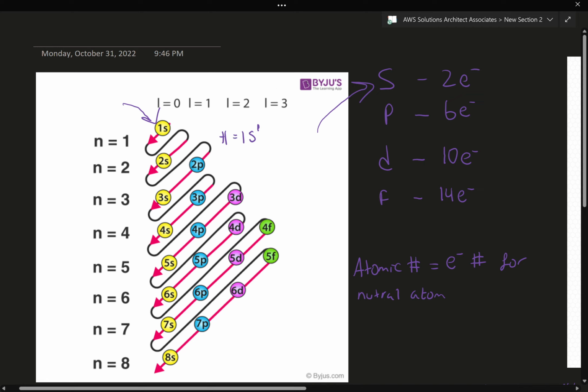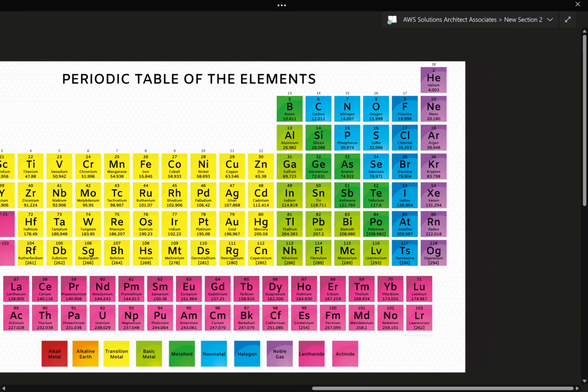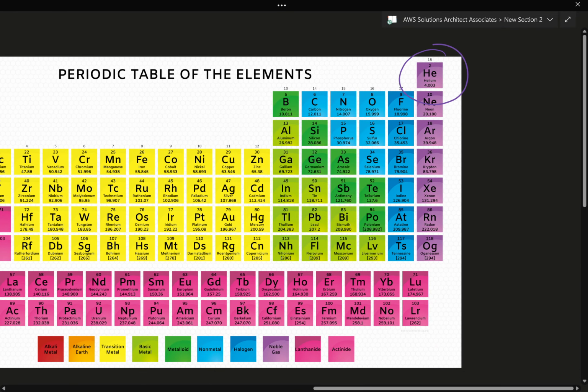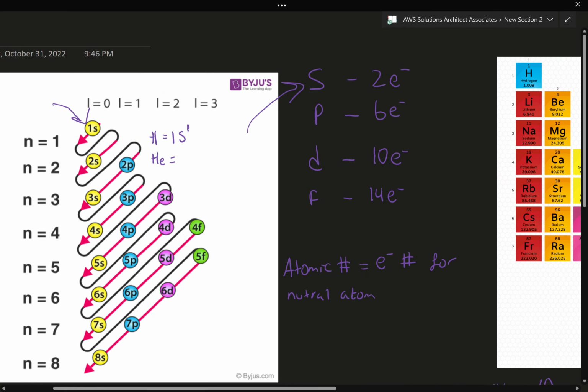If I ask you what is the electron configuration of helium, helium is right here, and it has 2 electrons. So we're going to do the same thing. We're going to fill our electrons into these orbitals. We know that the 1s is the first one, and the s suborbital contains a maximum of 2 electrons. So we're going to fill that out: 1s2. It contains a maximum of 2 electrons.